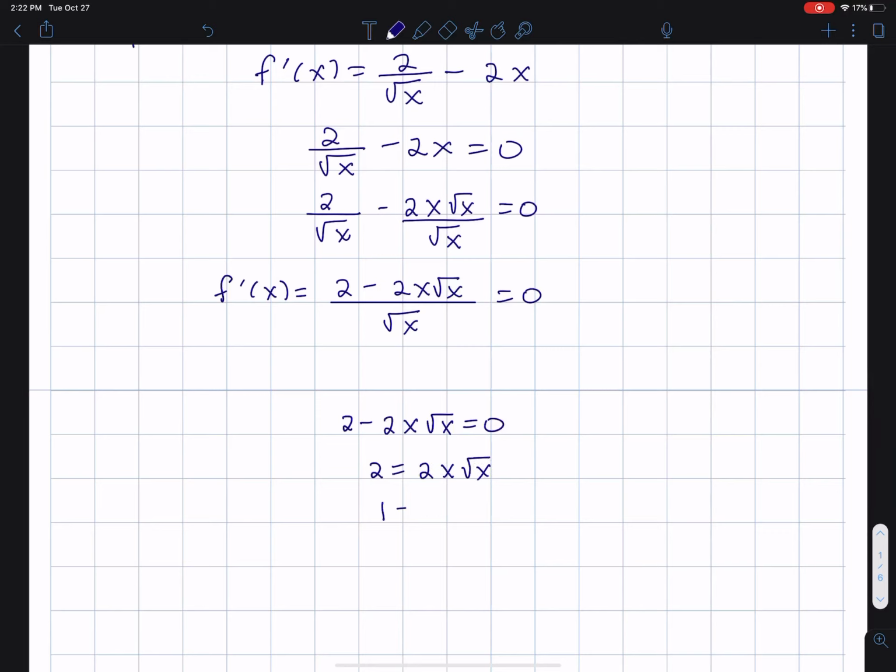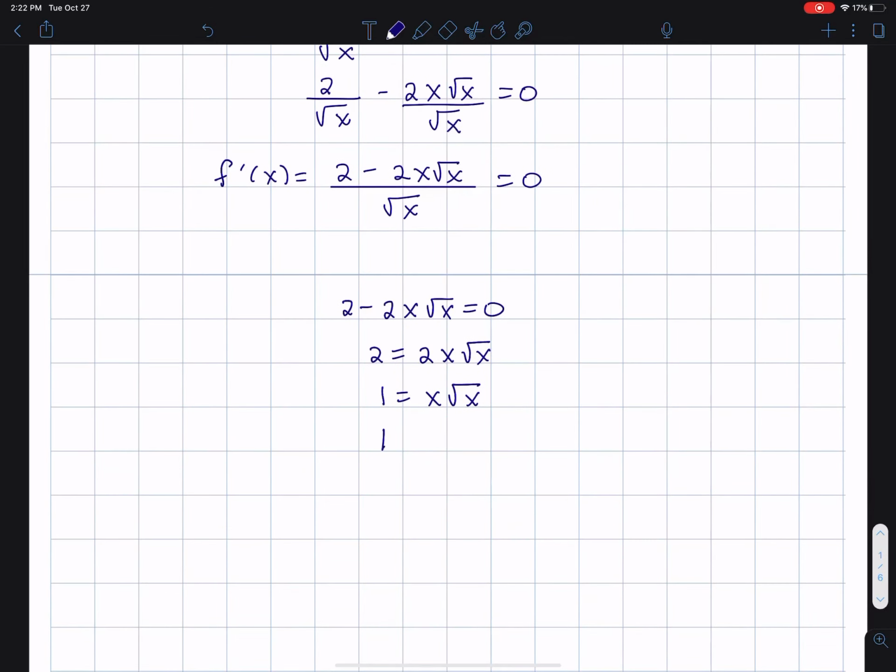Divide both sides by 2. And then it's probably better if I write x to the 3/2. Let me make sure that that's clear. This is x times x to the 1/2, x to the 1 times x to the 1/2, so that makes x to the 3/2. And look, there's only one answer, which is 1.